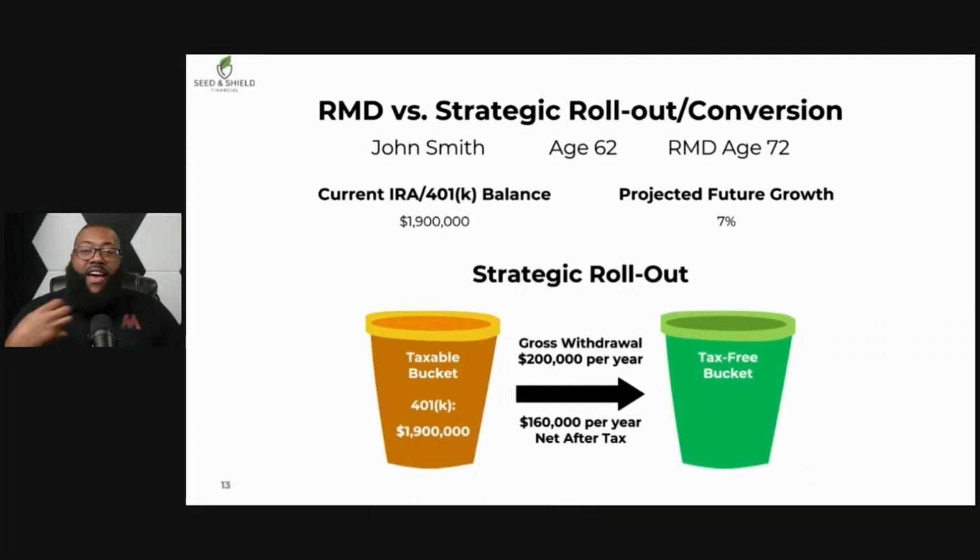So John and I had a conversation, and John would like to bring some certainty to his future, and we want to roll that money, or as much of that money, into an IUL. So when you look at the taxable bucket, his 401k is 1.9 million. We decided that, hey, let's go ahead and just pay the taxes now.